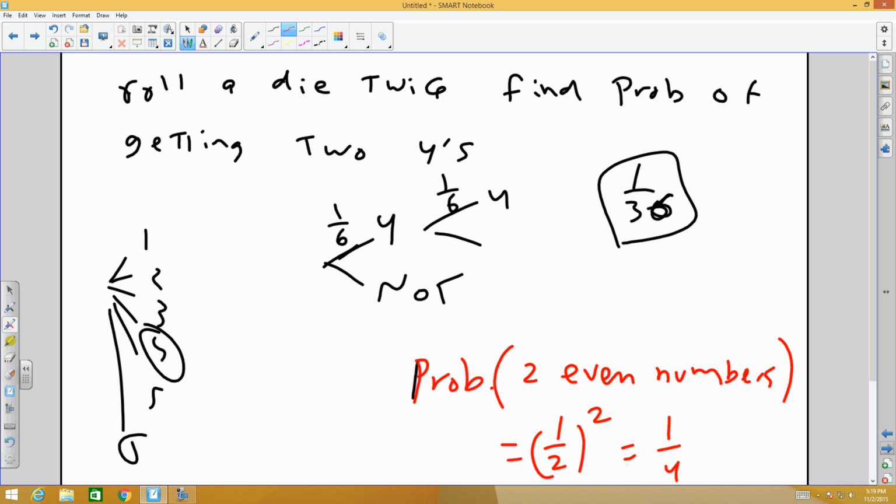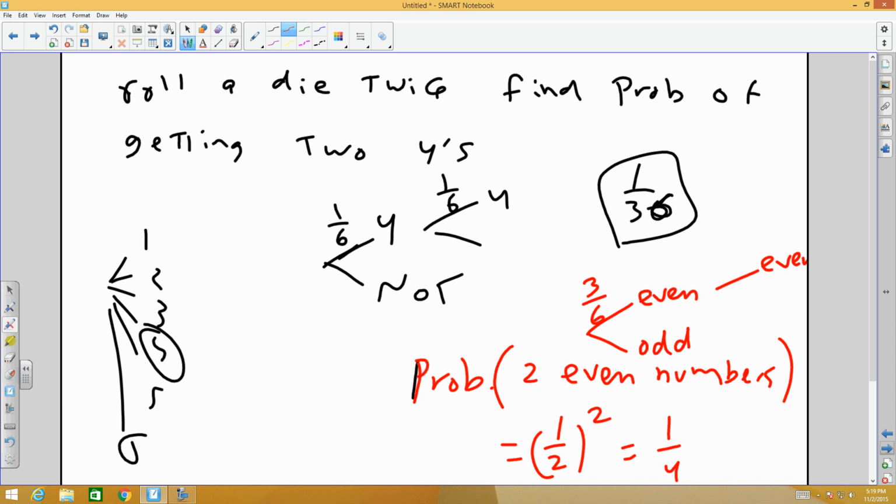Okay, let's do the tree diagram. It helps. The first number can be even or odd. For even, how many numbers are there? 2 or 4 or 6. That's 3 possibilities. 3 out of how many? 6 possibilities. So that's 3 over 6, which is half. And then another even will be another half.